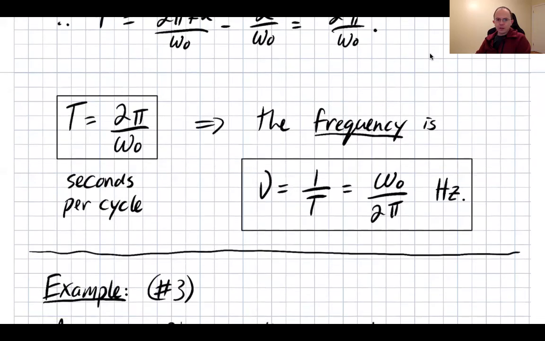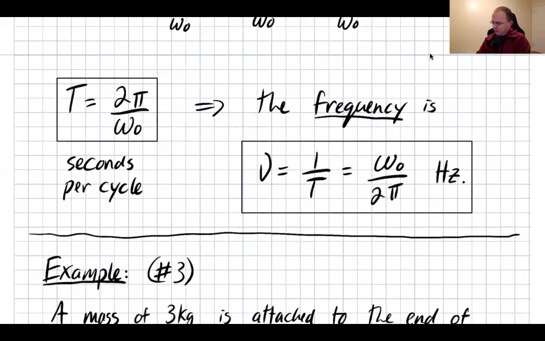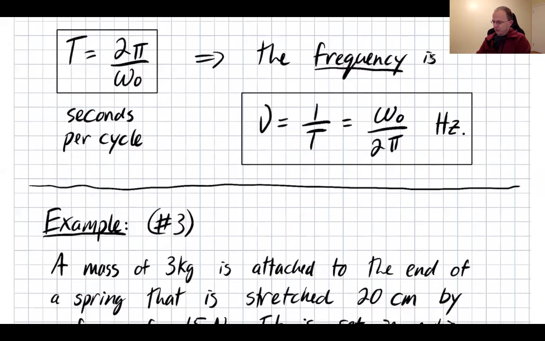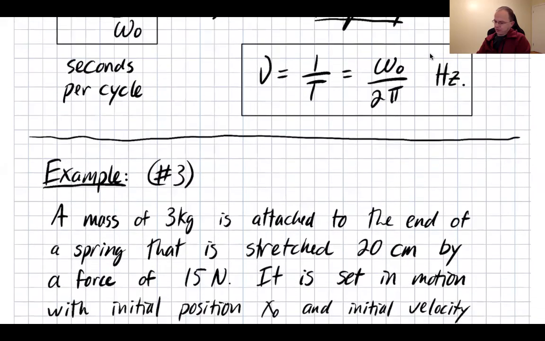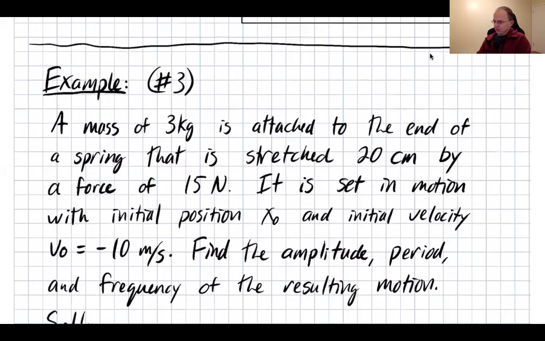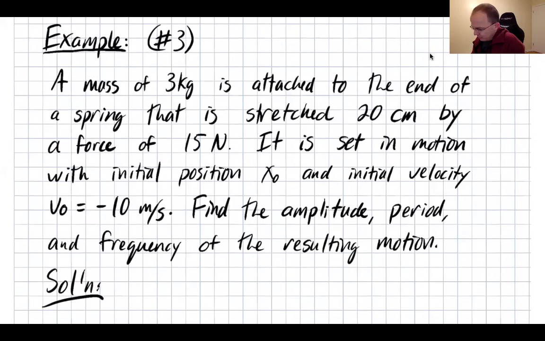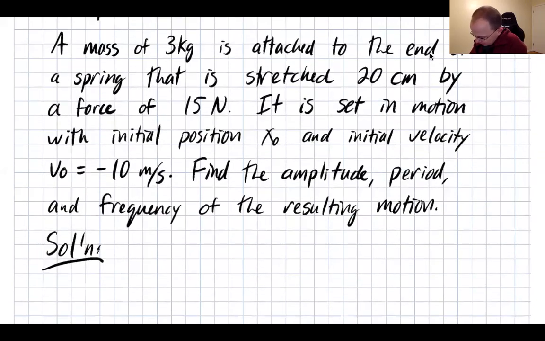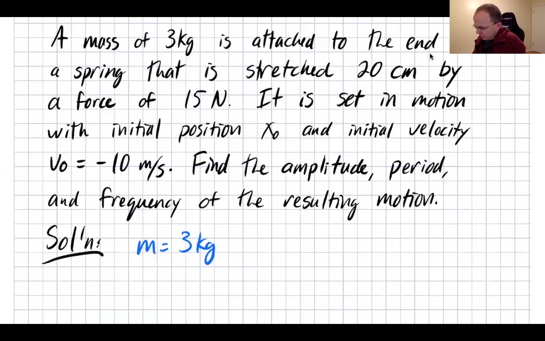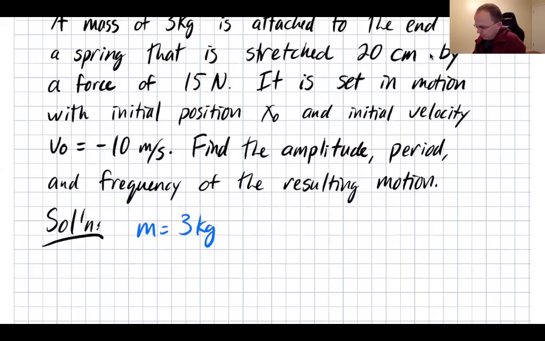Okay, so that's a long discussion to set us up, but now we basically have everything we need in order to look at a specific example. So let's look at this example here. We have a mass of 3 kilograms. So let me write that down. So mass is 3 kilograms, and it is attached to the end of a spring that is stretched by 20 centimeters by a force of 15 newtons.